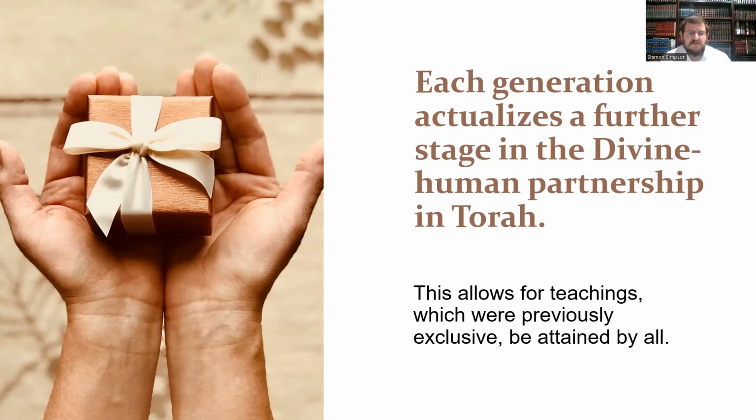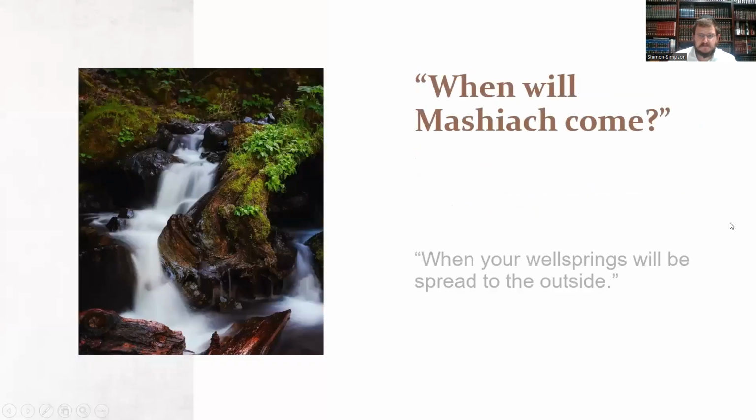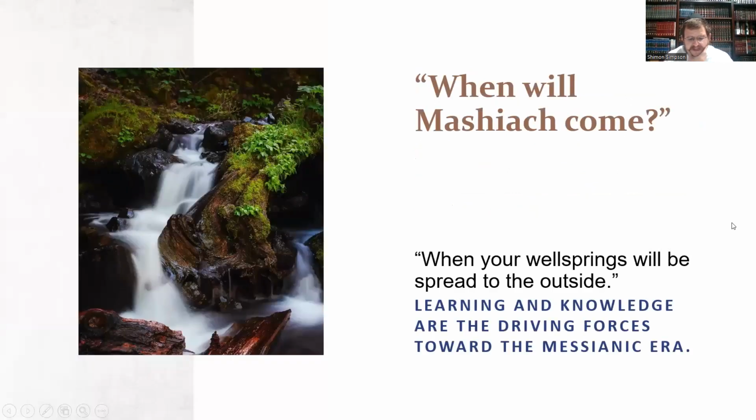On Rosh Hashanah of the year 5507, 1746, my soul ascended to the higher worlds. I rose level after level until I reached the chamber of Mashiach. I asked Mashiach, when will the master come? When are you coming? He answered, by this you will know: when your teachings will become known and revealed throughout the world and your wellsprings will be spread to the outside.